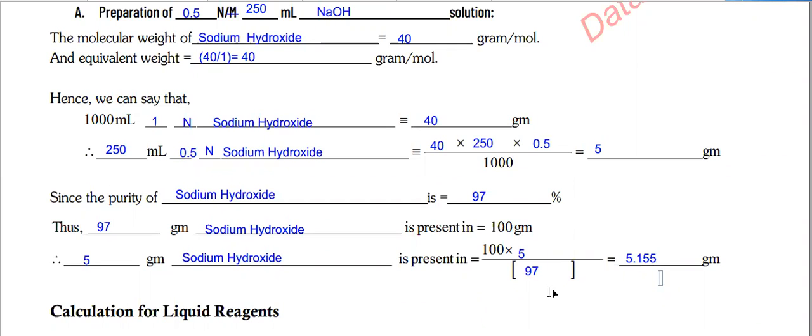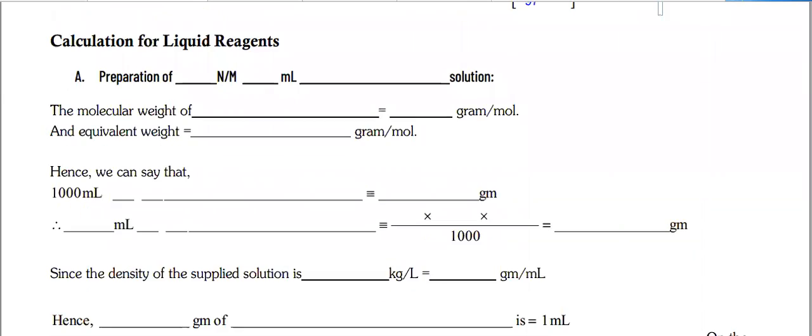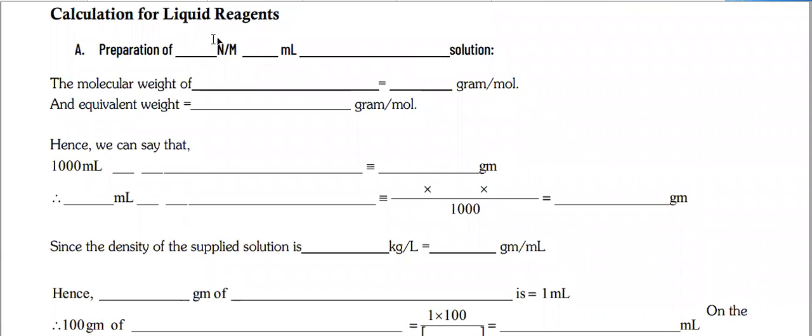Okay, in this way, we will calculate the solid reagent. Now let's move on to our liquid reagent. We have another calculation. In that calculation, we have been asked to prepare 0.5 normal, 250 ml hydrochloric acid solution, and in this case this calculation is almost similar to the previous one.